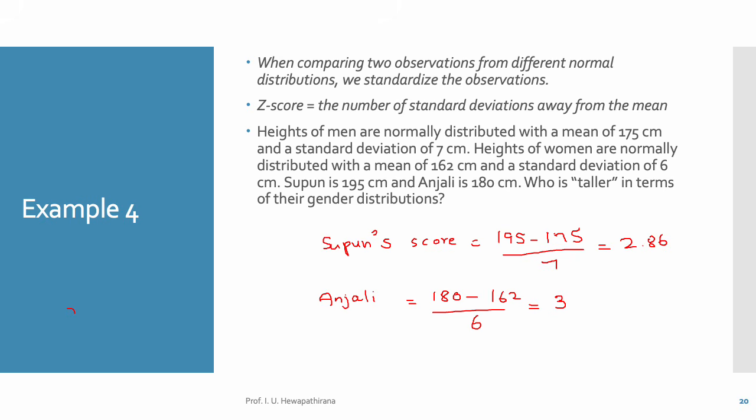So you can see that when we look at the raw heights, Supun seems to be taller. But when compared to their own gender distributions, Supun is 2.86 standard deviations away from the mean, while Anjali is 3 standard deviations away from the mean. So, in terms of their own gender distributions, Anjali is taller. So, likewise, when you want to compare observations from different normal distributions, we need to standardize the observations.